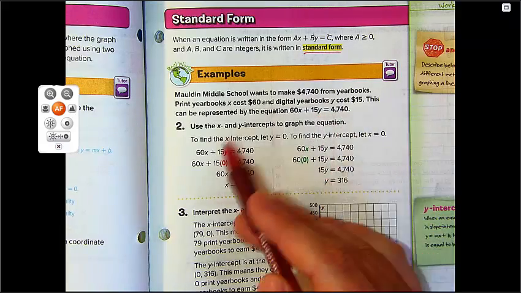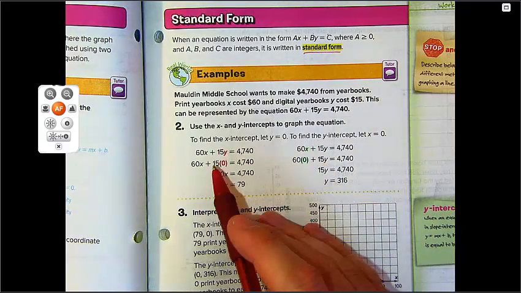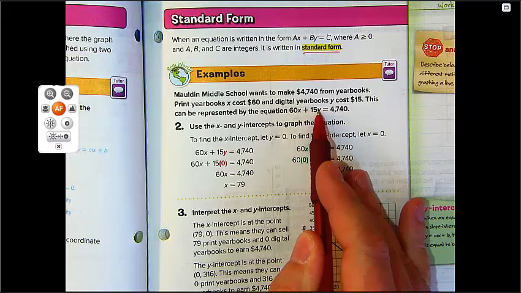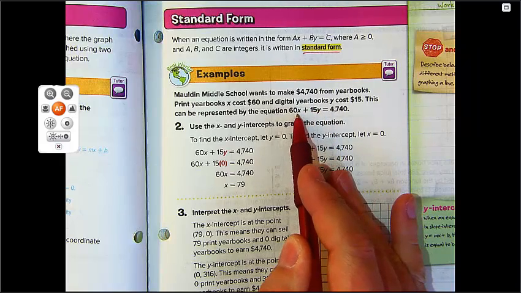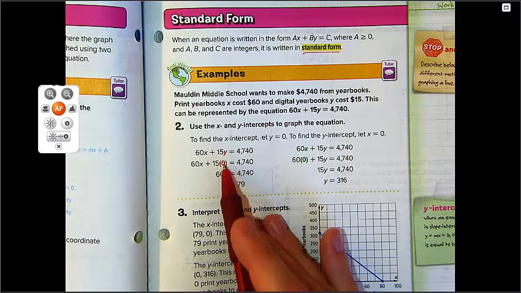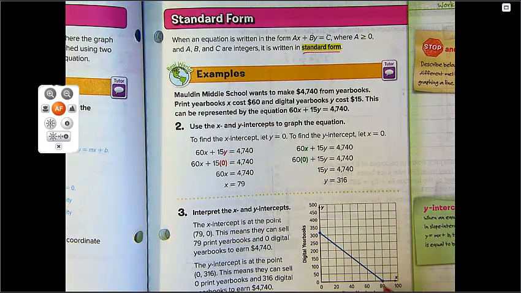So it's wanting to know, hey, how much do you have to sell of each to be able to make that happen? Well, let's say they sold 0 of the digital yearbooks. How many regular yearbooks would they need to sell? Well, we plug in a 0 for the y, the digital yearbooks, solve, we find out we get an answer of 79, okay? So that's why this is right there, okay?